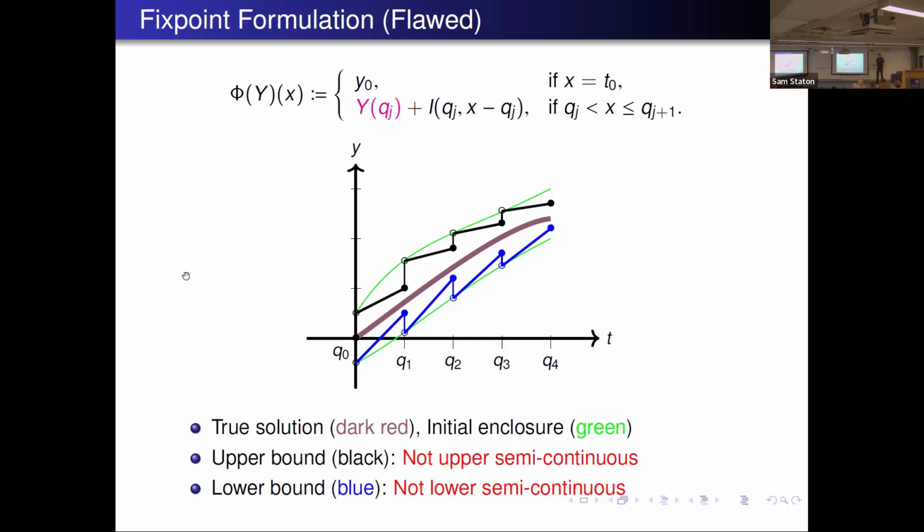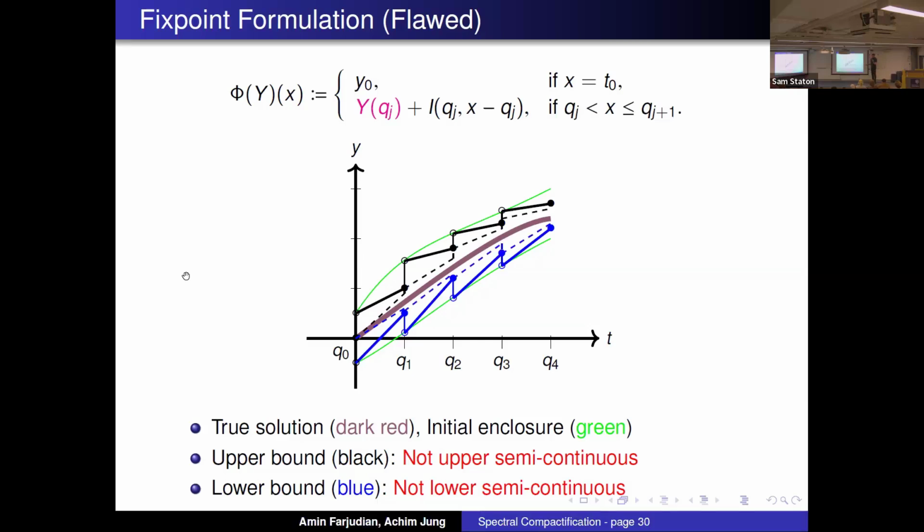And if you look at it, now we've got these two bounds, the black one and the blue one. The black one, which is the upper bound, is not upper semi-continuous. The blue bound at the bottom is not lower semi-continuous. If the topology on the lifetime is taken to be Euclidean, then these two bounds must be upper and lower semi-continuous respectively. So there's a problem. And if you continue for another round with this flawed approach, you can see that now the enclosures are getting tighter and tighter, but still the problem remains with the semi-continuity.